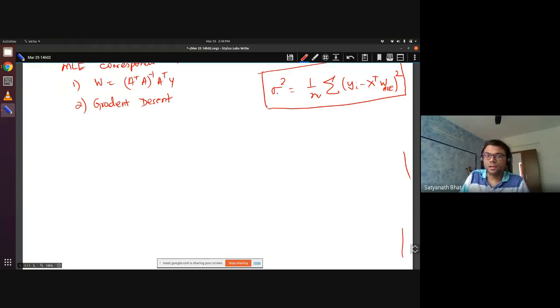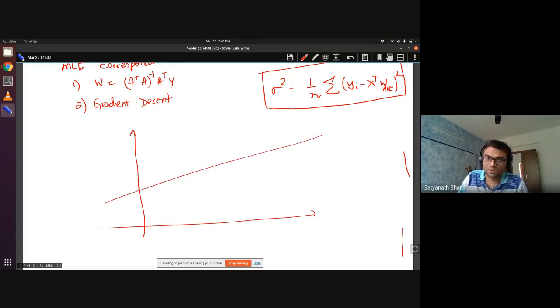This will give you an error bar. Okay, so what I mean is you have your X here. It will give you some kind of a bar between which you can say most of the time your line will be lying within this.